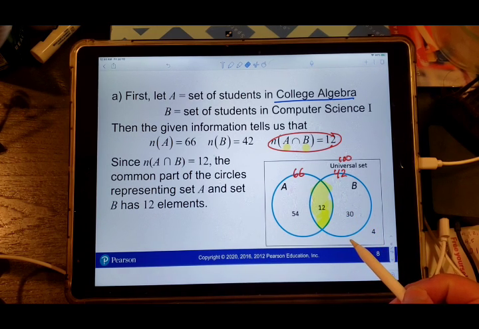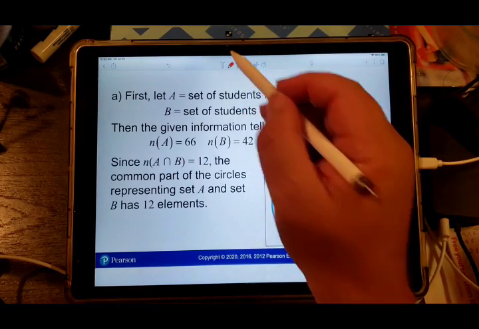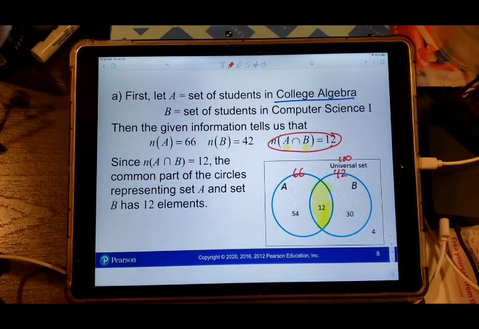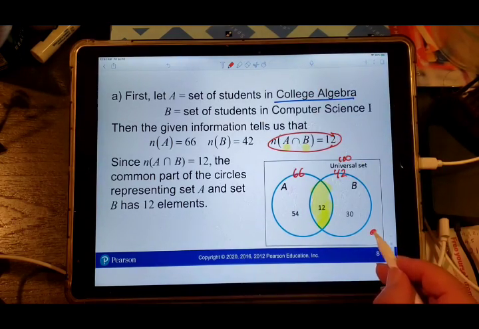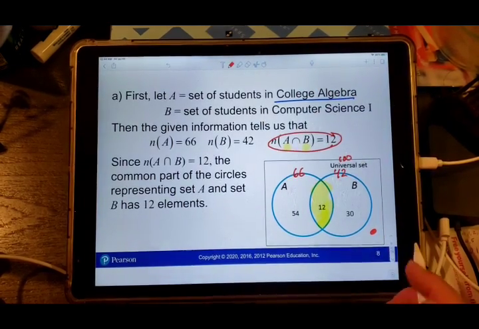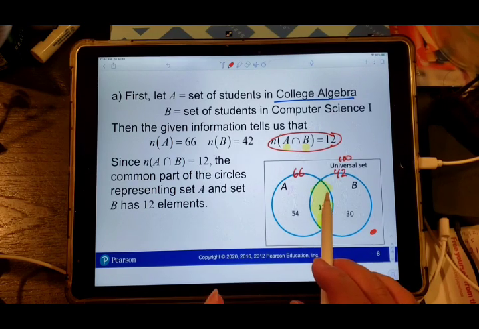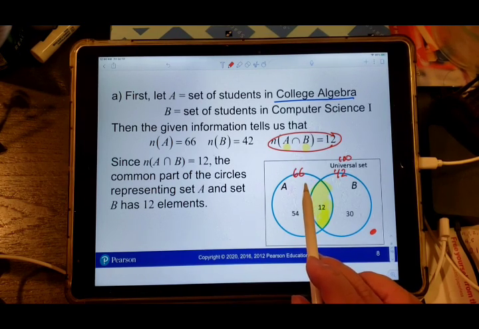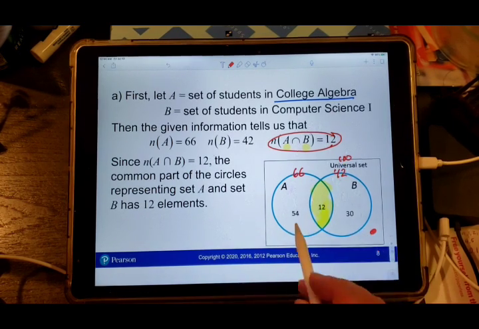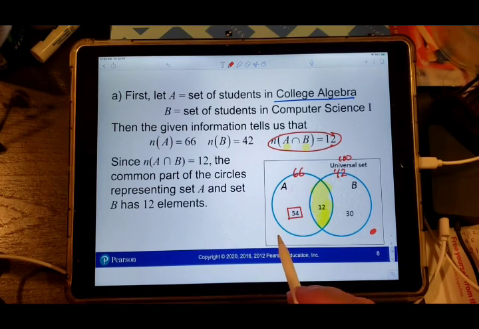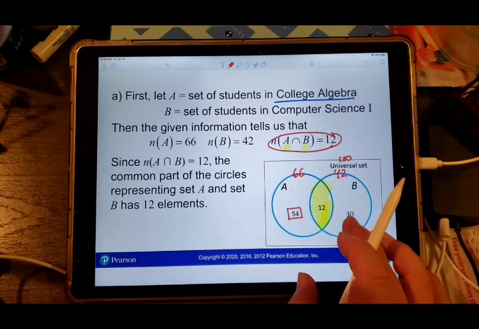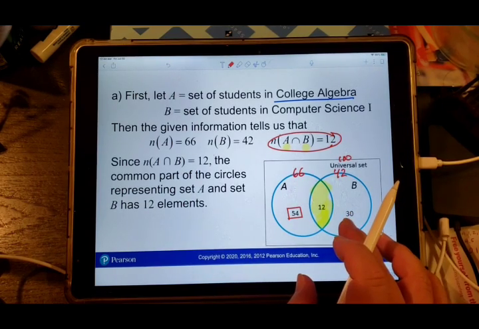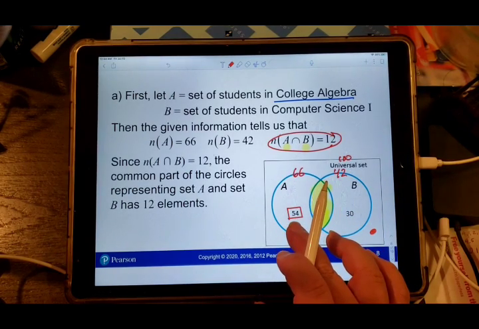So think about the questions I could answer with this. We're doing this to answer just one specific question, but let me cover up that 4. We still don't know that. We haven't figured that out yet. All right. What questions could we answer? They could have said, of the 100 students, how many are taking college algebra alone? You know, or taking college algebra but not taking computer science. And that would be 54.